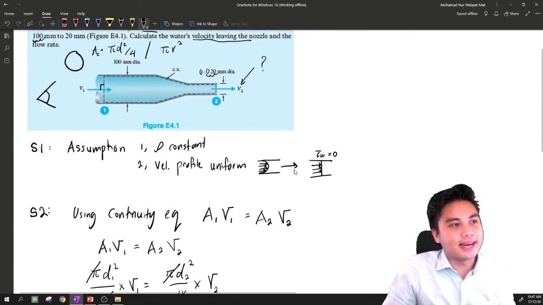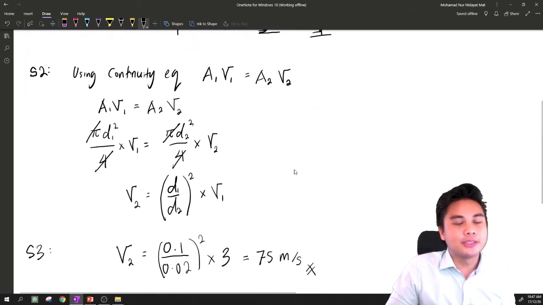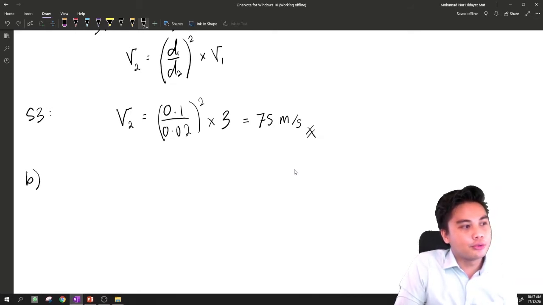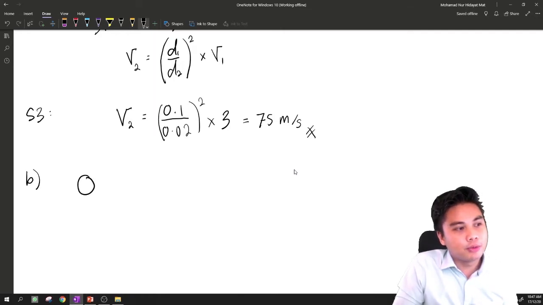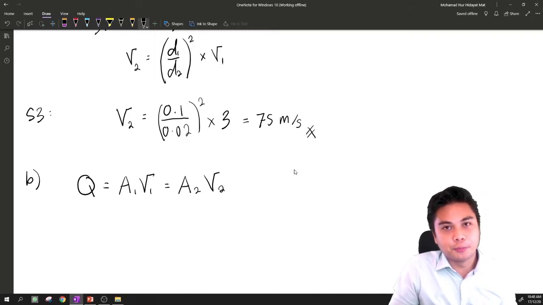Next, the question asks for the flow rate. The flow rate here is considered as the volume flow rate. So question number 2 is to find the volume flow rate. Using the formula, flow rate Q equals A1 V1, which will be the same as cross-sectional area 2 multiplied with velocity 2. If you use area 1, use the velocity at 1. If you use area 2, use the velocity at 2. The answer is the same.